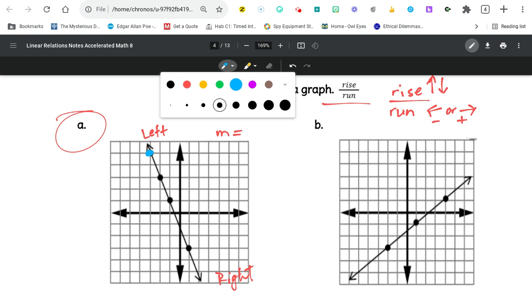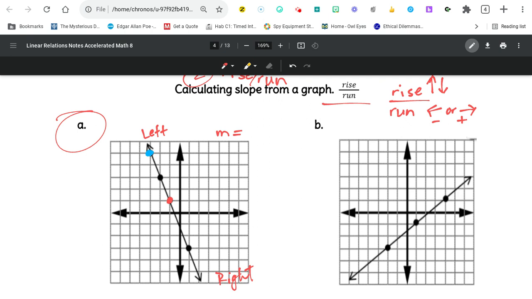That's the point -3, 5, going left 1, 2, 3 and up 1, 2, 3, 4, 5. And then I'll pick another one. It doesn't matter which one. That's the point -1, 1. So I'm going to calculate rise and run.